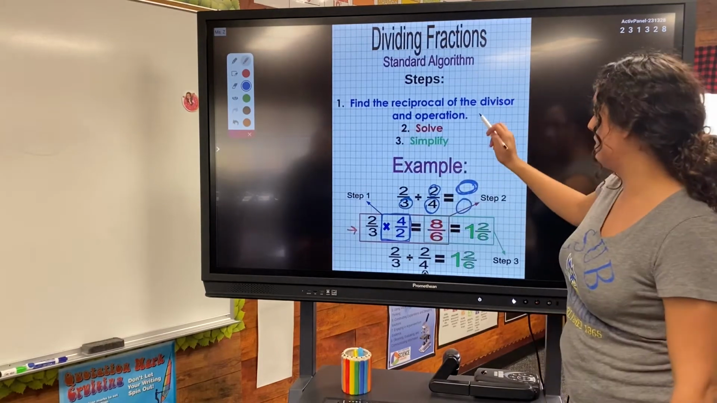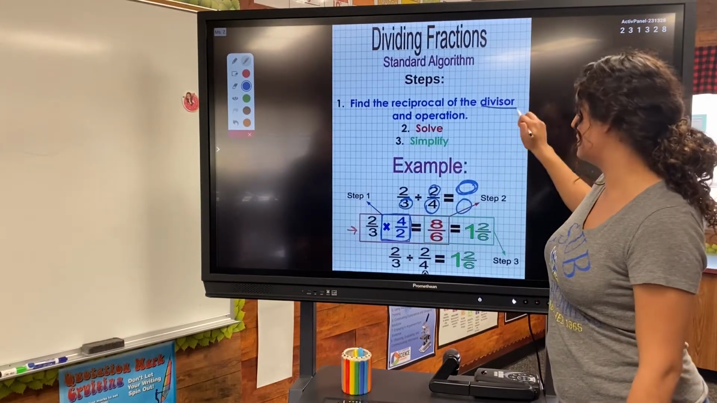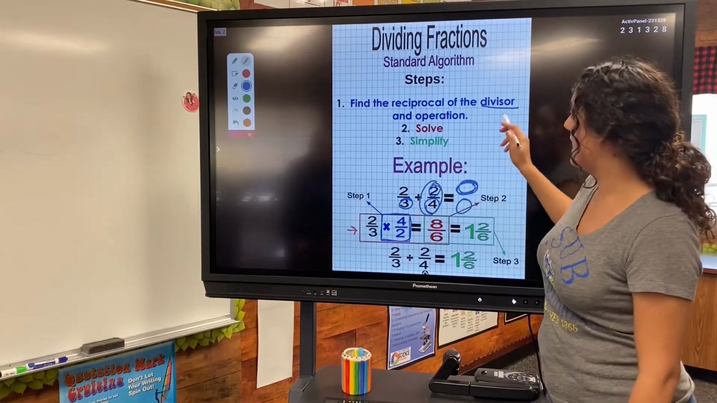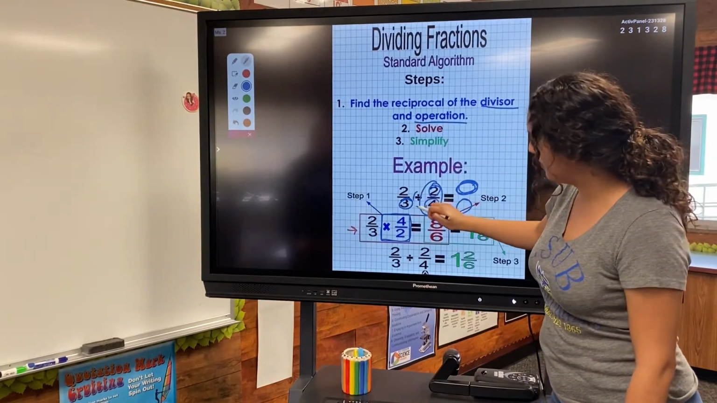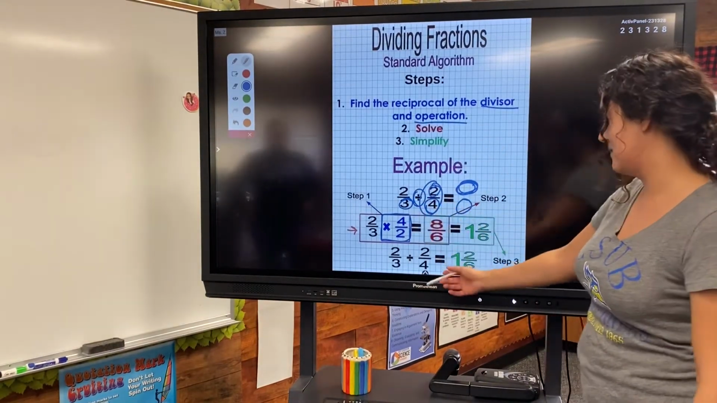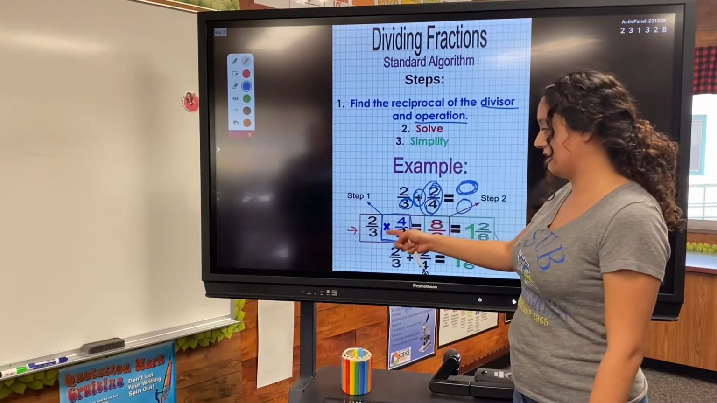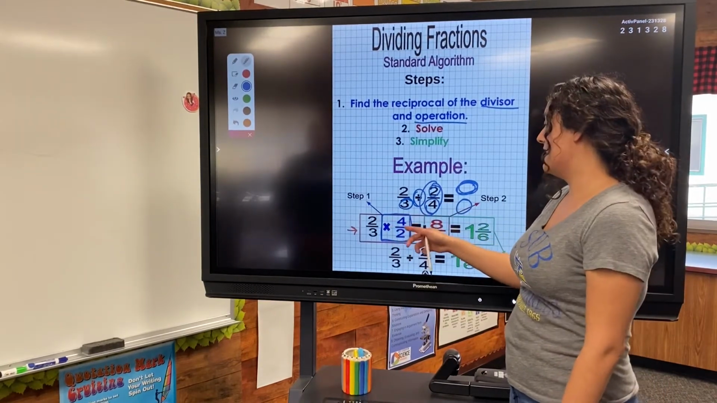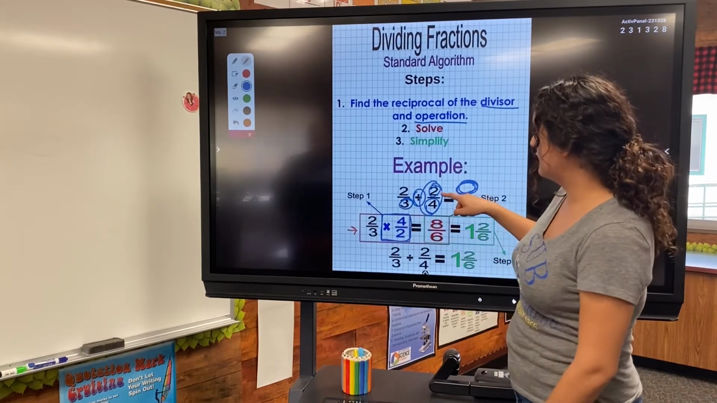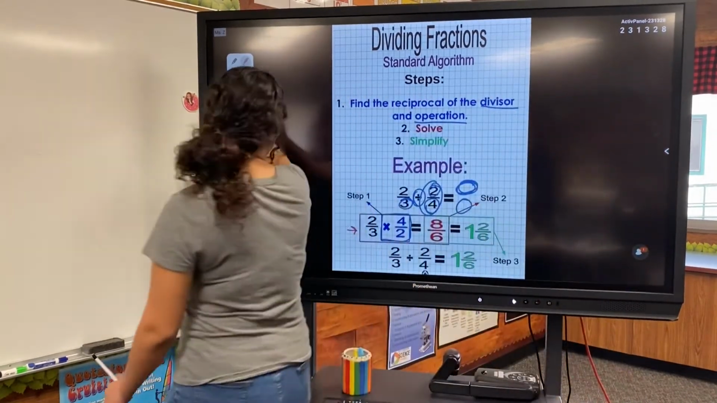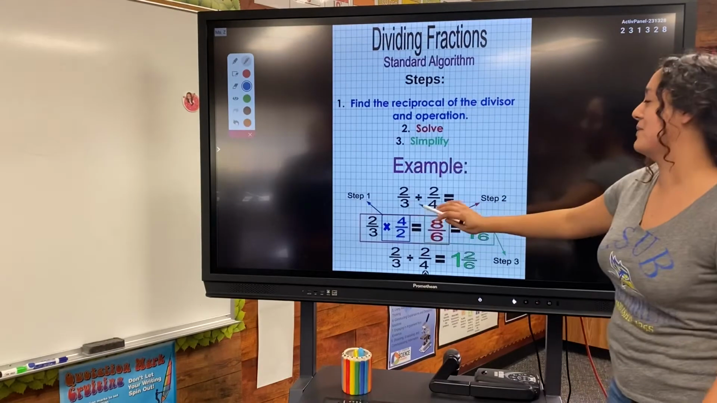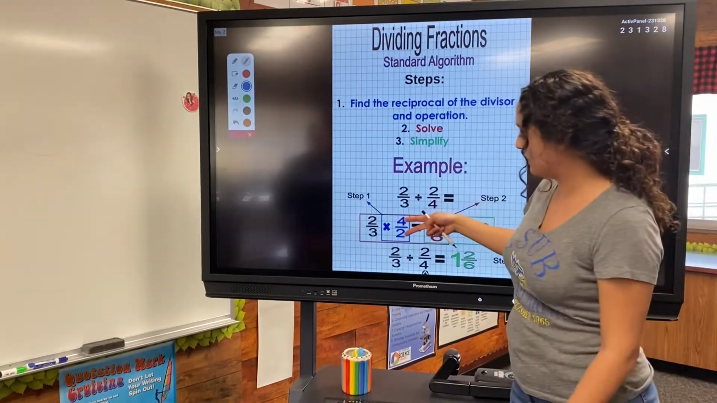Okay, so finding the reciprocal. This is what we do. We need to find the reciprocal of the divisor, which is this one right here, and of the operation, which is what we're doing to it, okay? So the opposite or the inverse of division is multiplication. And then the reciprocal of 2/4, when we flip it, it's 4/2.